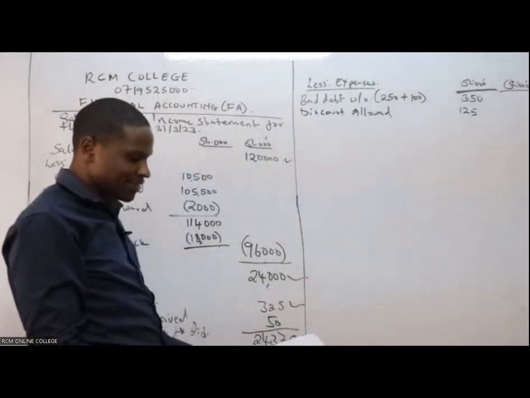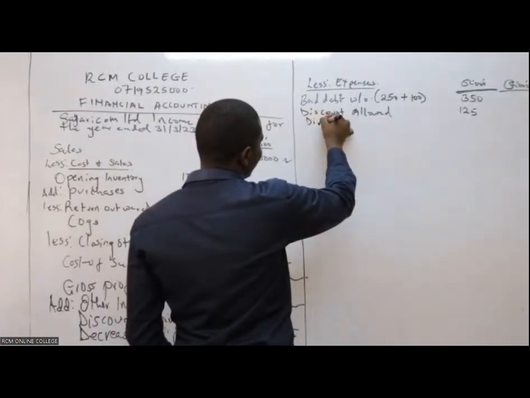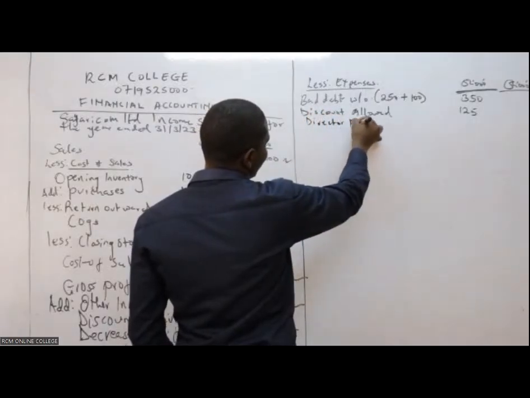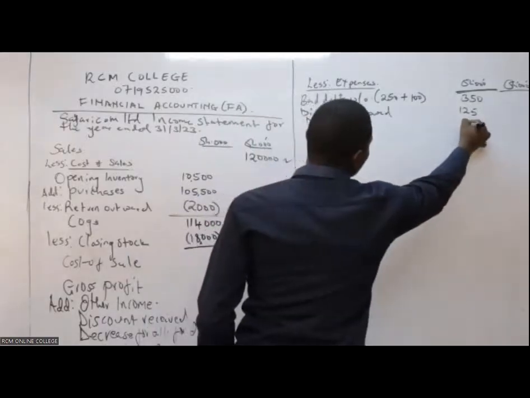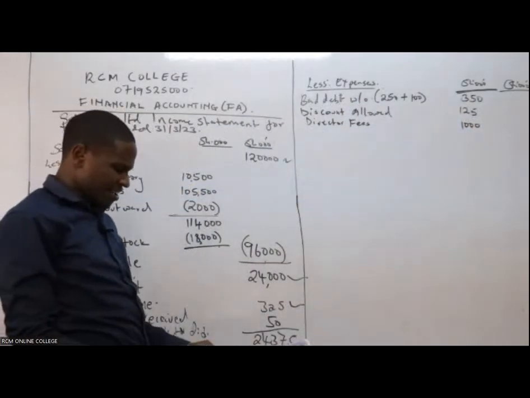Who can identify any other? Director's fee, this is another one, a direct one. Director's fee, 1,000. This thing was easy. Any other?